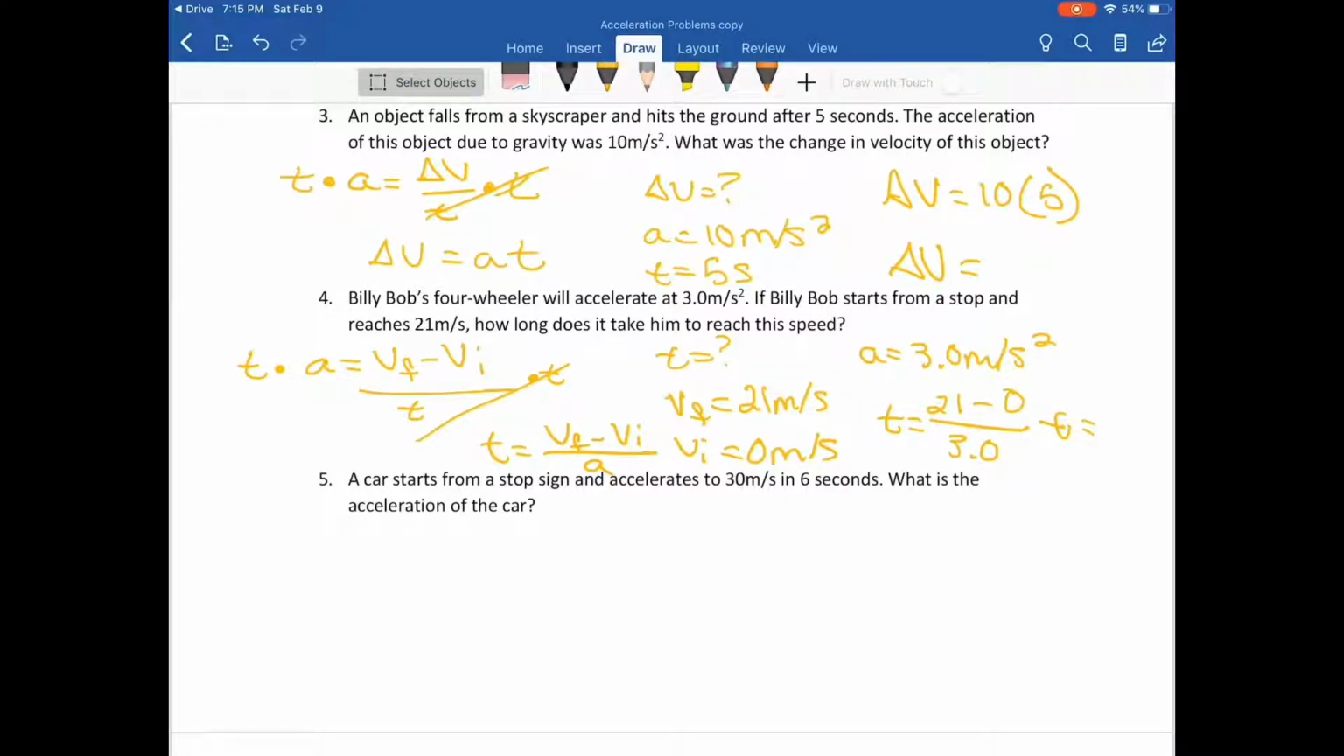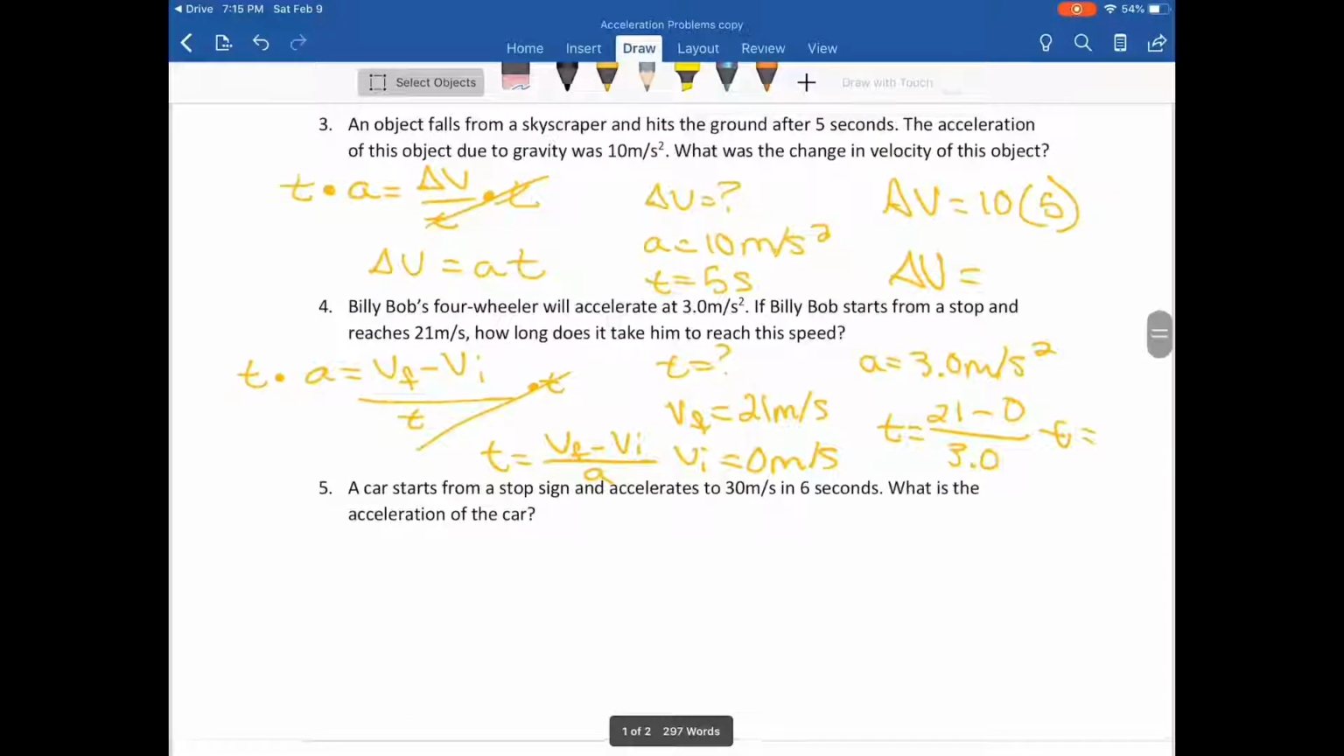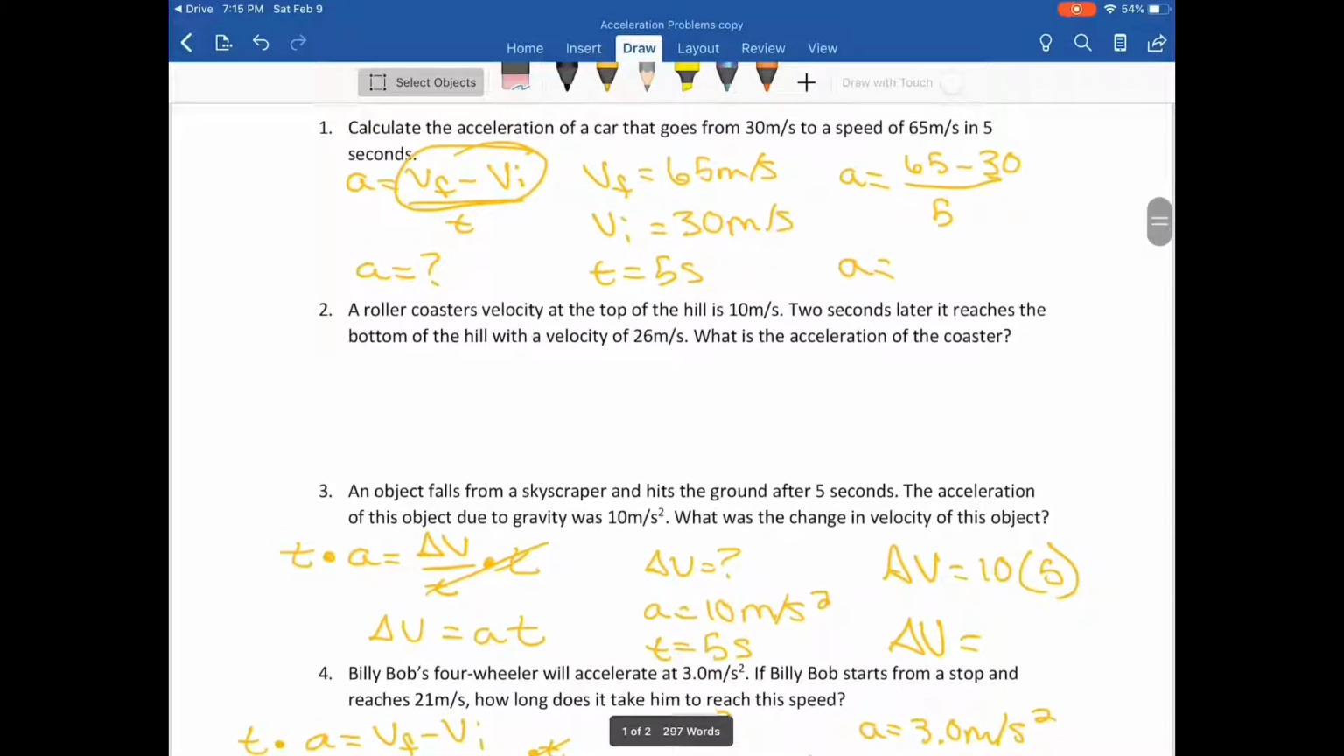So I went through and did 3 problems that you are going to need to rearrange equations for. Hopefully this helped you out a little bit.